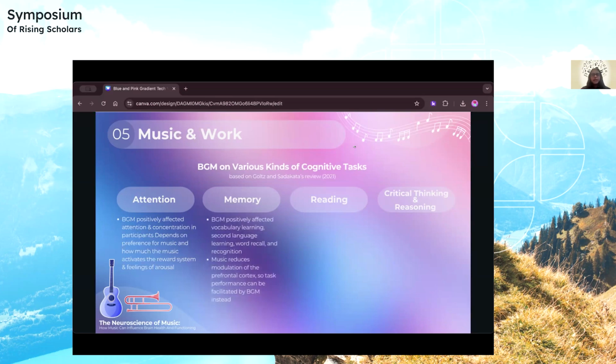For memory, background music has been shown to affect vocabulary learning and second language learning as well. Very helpful. For reading, reading was one of the only tasks that music actually hindered, because it's very difficult for our brains to process reading something and also kind of reading music, technically, when we listen to it, like reading the lyrics. So it tends to lower people's reading comprehension scores.